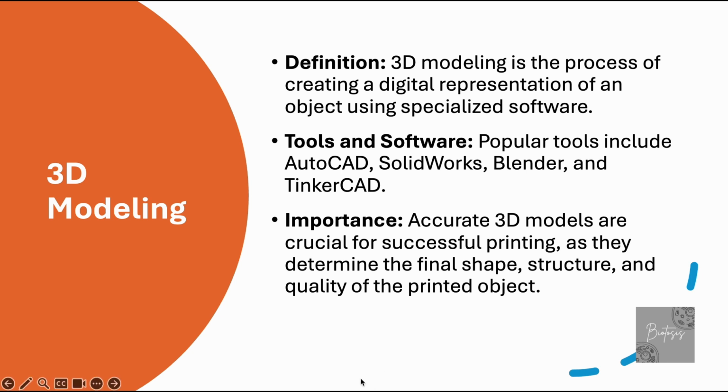Now the importance: accurate 3D models are crucial for successful printing as they determine the final shape, structure and quality of the printed project. So modeling is very important because however our model is, that is exactly how our structure is going to look, right? So what all do we need to take care of while modeling?